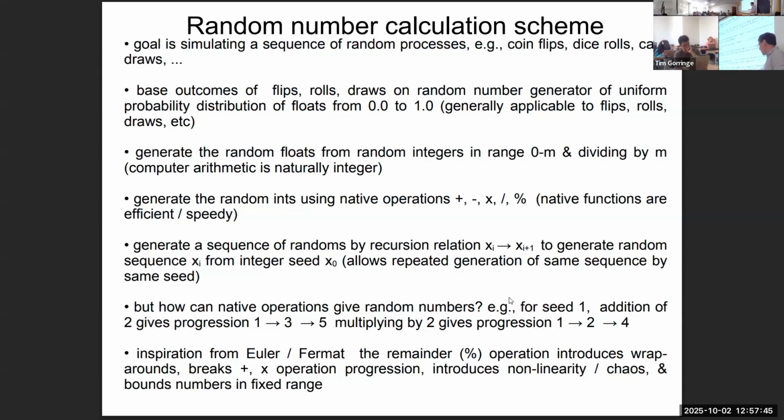Okay, so this is going to be our plan. We're going to use this native operation, which is the remainder from division, basically. We're going to use that operation because it introduces nonlinearity into the ordinary arithmetic operations on a computer. It introduces chaos into the ordinary arithmetic operations on the computer. And that nonlinearity and chaos is what we want to generate our pseudo-random numbers.